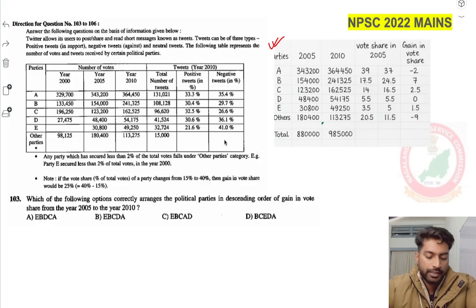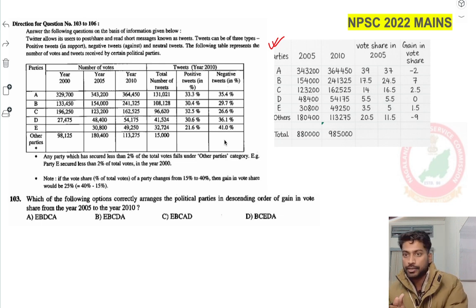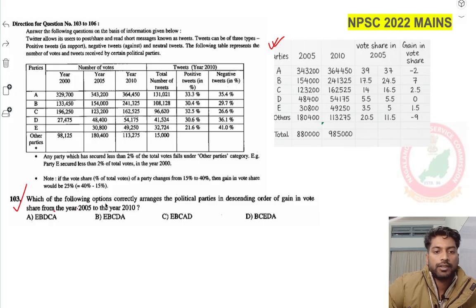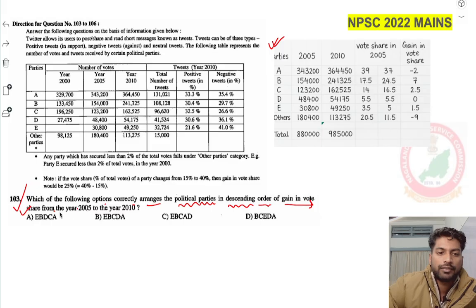Okay, now see, first observe the data. If I have to explain, then the video will be so long. That's why pause the video, observe the data, then come to the question. See the question. They are saying, which of the following options correctly arrange the political parties in descending order to gain vote shares from the year of 2005 to 2010.